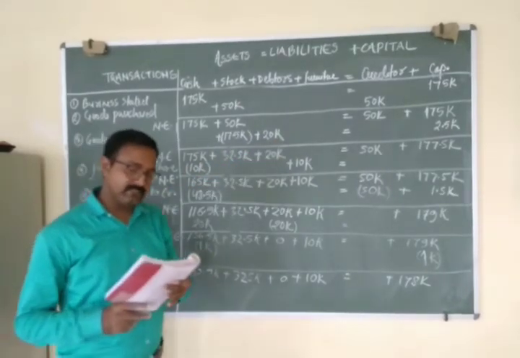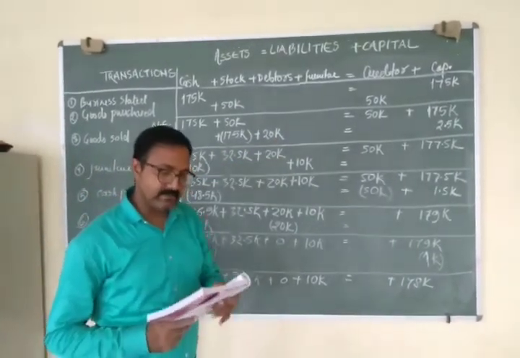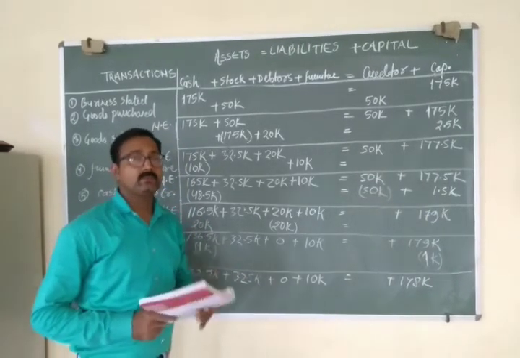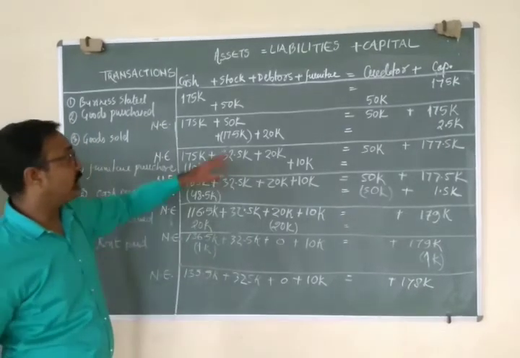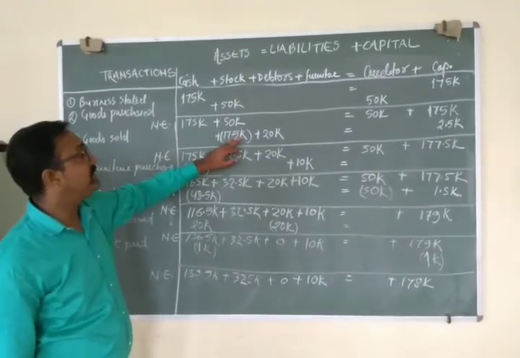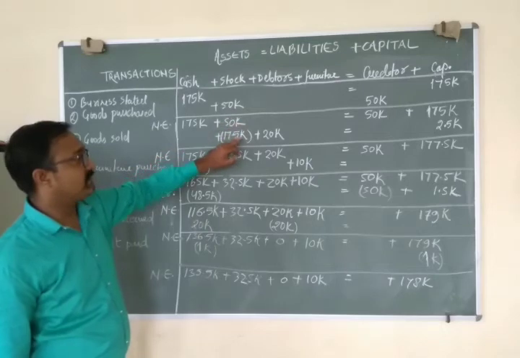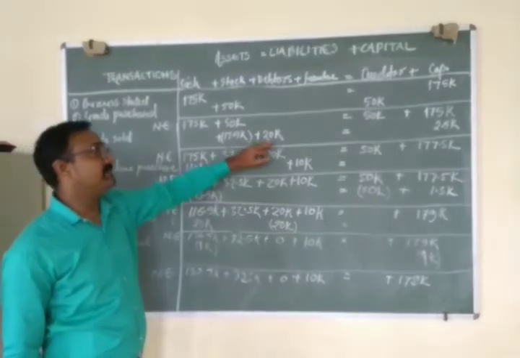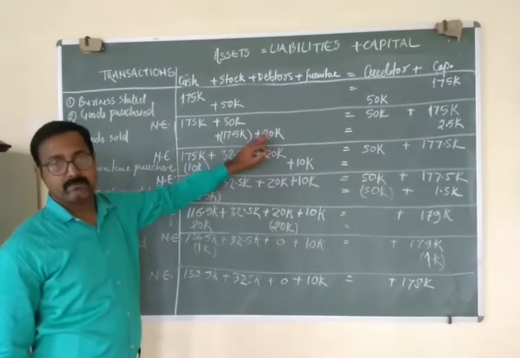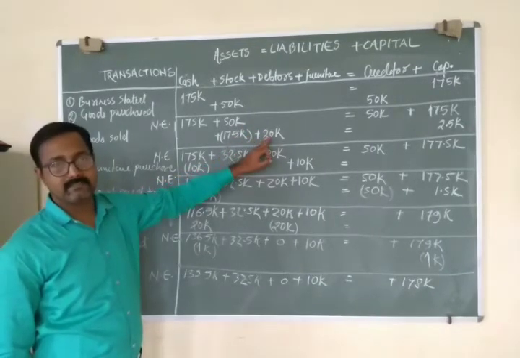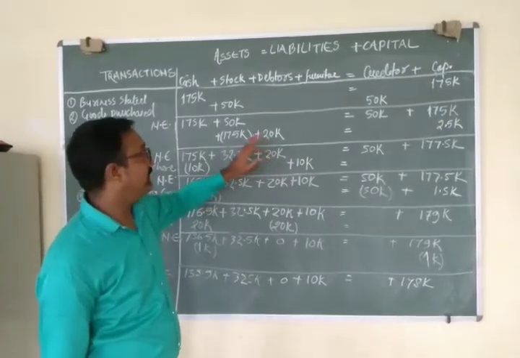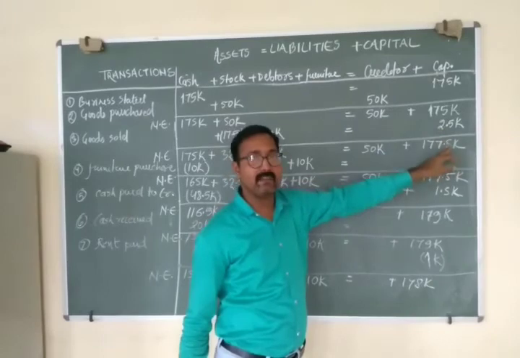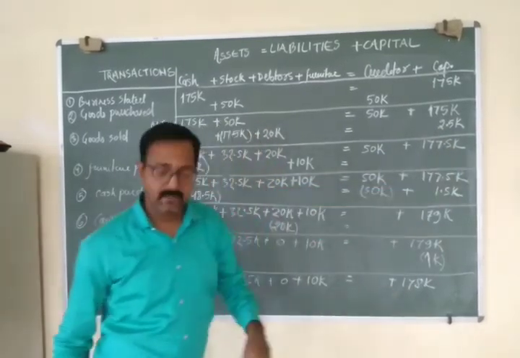The third transaction is there: sold goods on credit to Manish costing 17,500, and we have sold it for 20,000. So we are selling goods on credit. Cost price was 17,500, so out of the available stock we have to decrease our stock by 17,500. But our debtors will increase by 20,000 because we have sold these goods to that person at the rate of 20,000 only. And in this transaction we are getting a profit of rupees 2,500. So our capital will finally increase by 2,500.